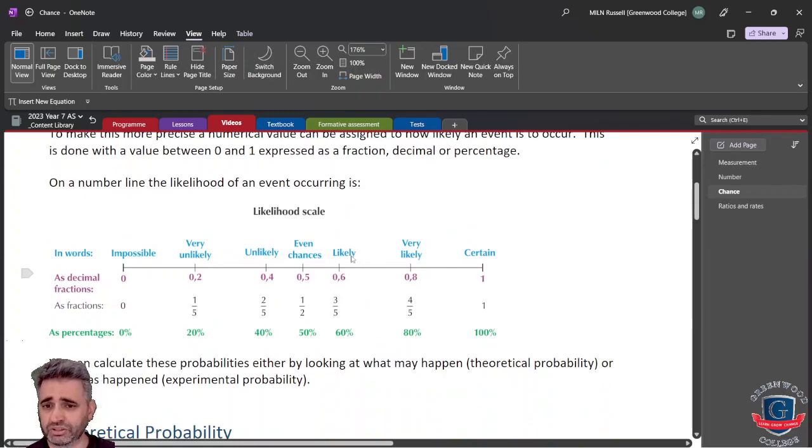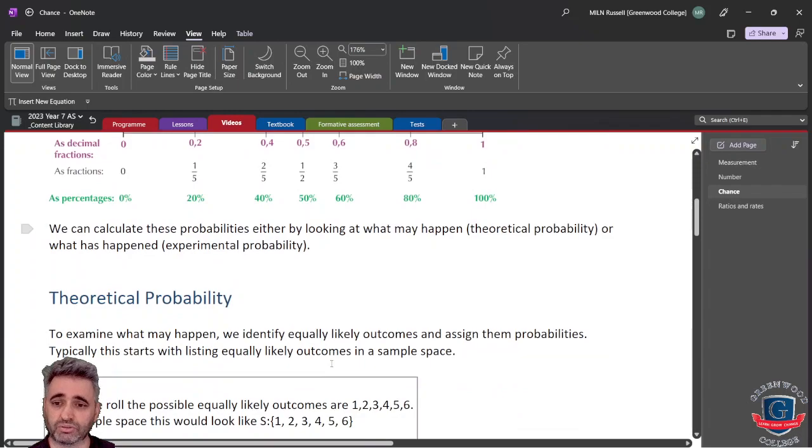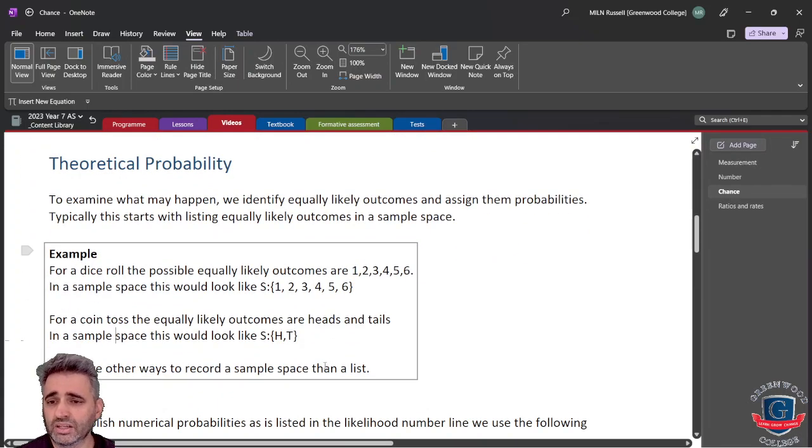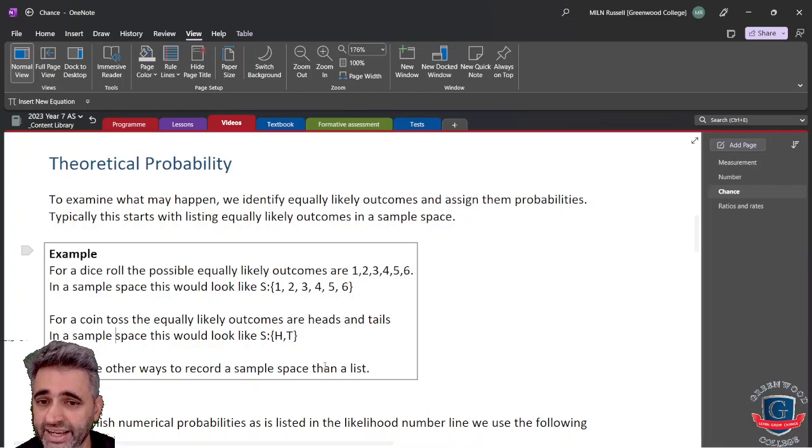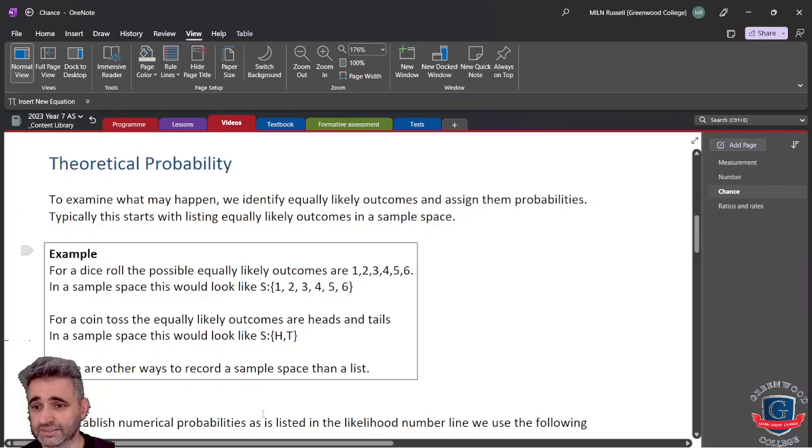Now, we calculate these numerical values by looking at either what may happen in theoretical probability or what has happened in experimental probability. We're going to start with theoretical probability. That's always a good place to start. So what we do first is we examine the outcomes that are possible and identify the equally likely outcomes and assign them probabilities. Typically, this starts with listing the outcomes in a sample space.